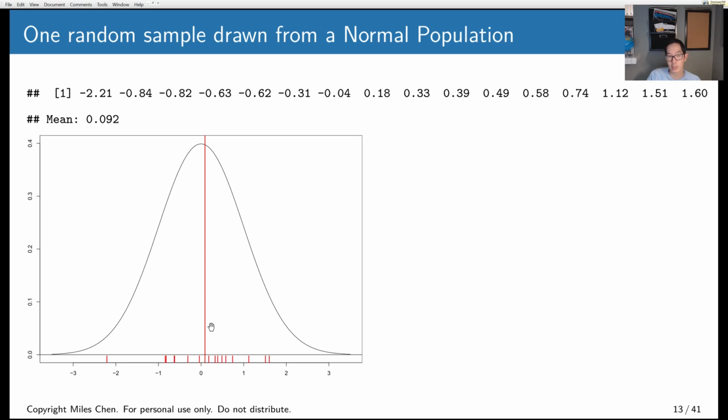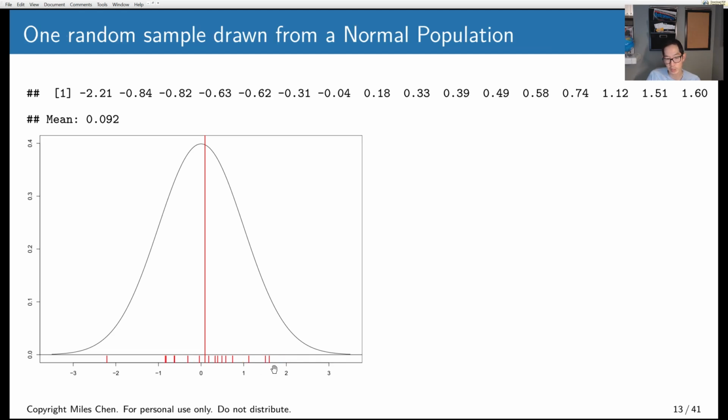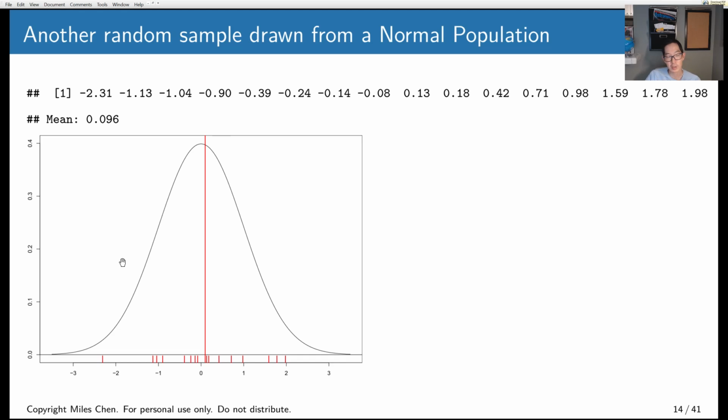Let me draw another random sample. Here's another random sample of 16 values. You can see the red lines have shifted around. So these 16 values, I got negative 2.31, negative 1.13, negative 1.04, so on and so forth, up to positive 1.98. I calculate the mean of all of these values, and I get 0.096, so slightly different.